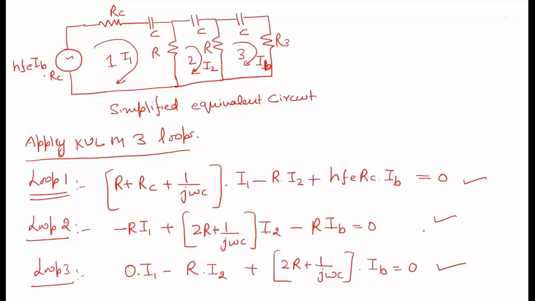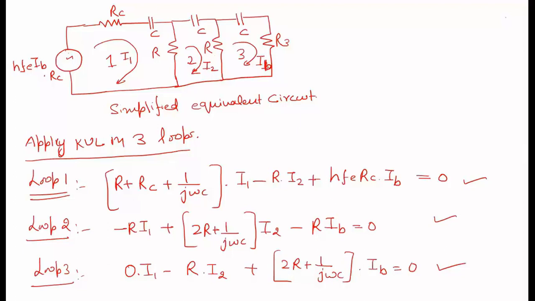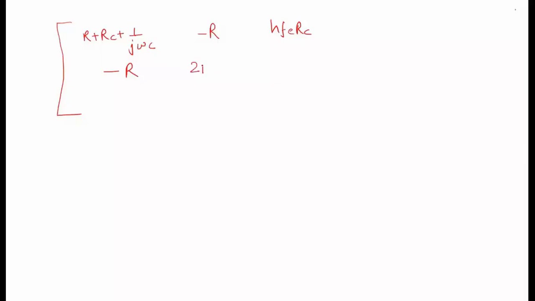So let's solve these expressions. For solving this, we have to write it in the matrix form. We can write these three expressions in the matrix form as: R plus RC plus 1 upon j omega c, and the term for I2 is R, and the term for IB is equal to HFE RC. Here we have minus R, and the second term is 2R plus 1 upon j omega c, and the third term is minus R.